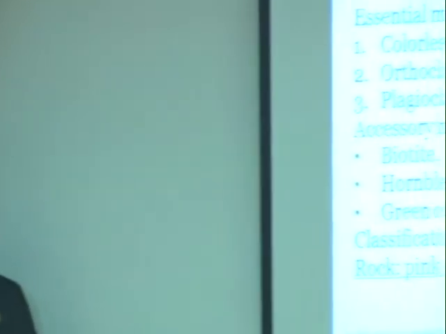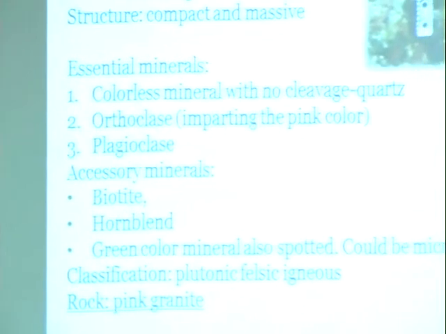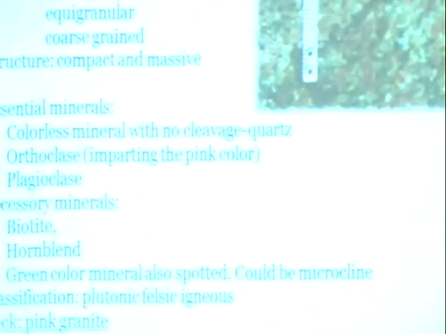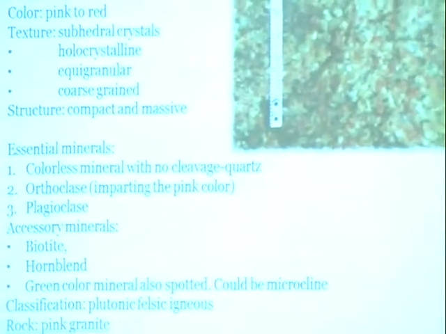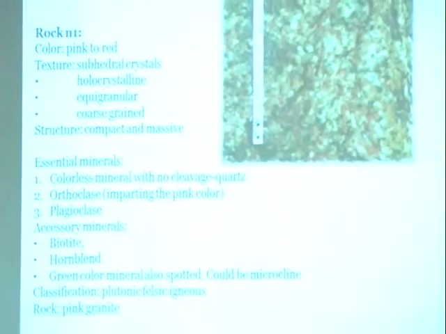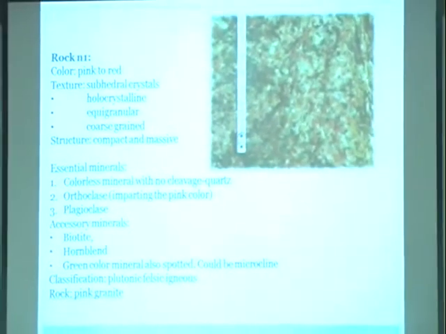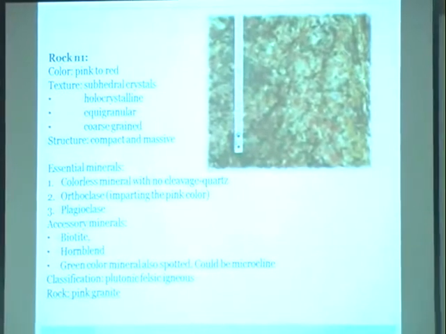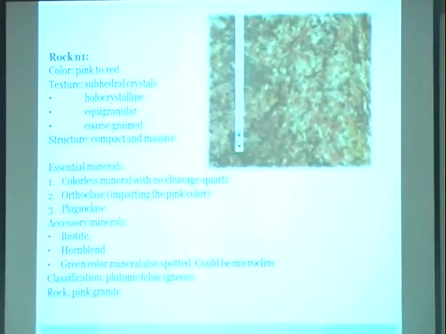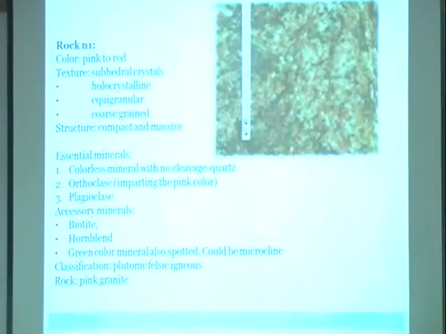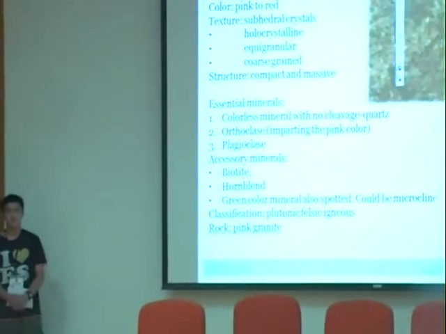The major observation that we did in spot number 1 was to identify the rock type. The rock number 1, we observed that it was pink to red in color, and it was holocrystalline with subhedral crystals, equigranular, and coarse grain. So, structure was compact and massive, and some of the essential minerals that we observed were quartz and feldspar, with orthoclase feldspar imparting the pink color to the granite.